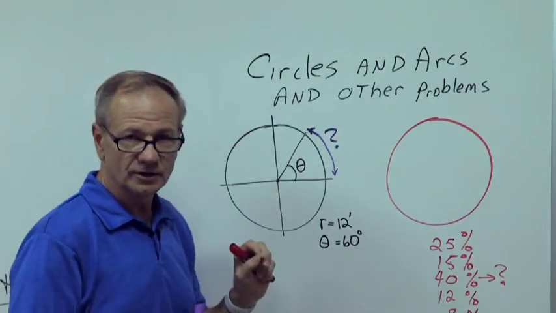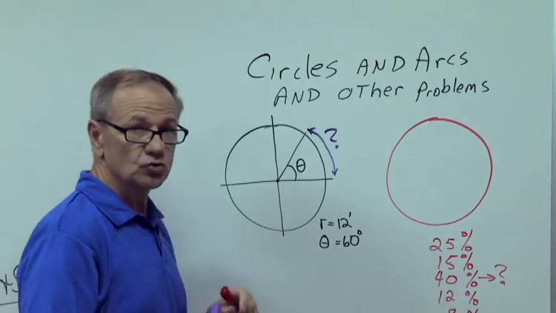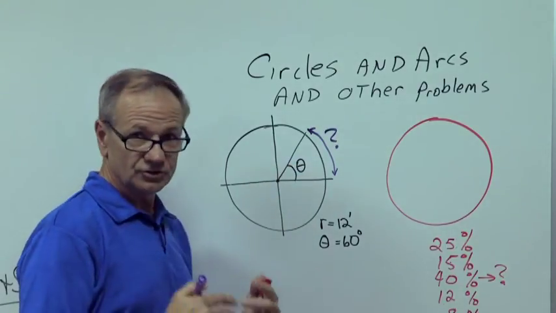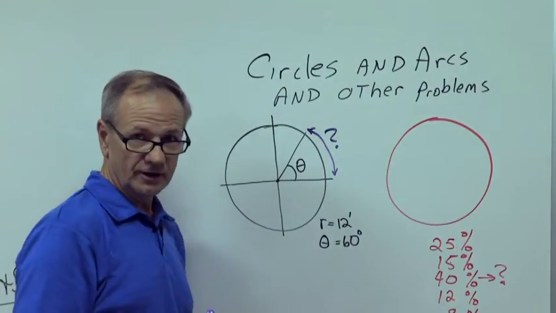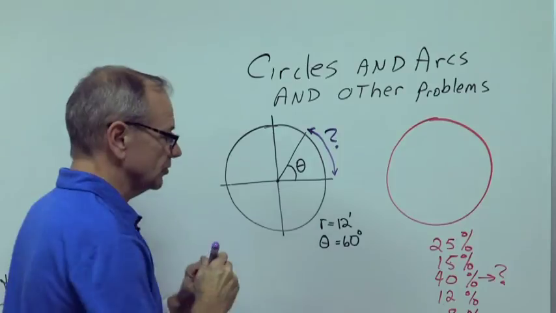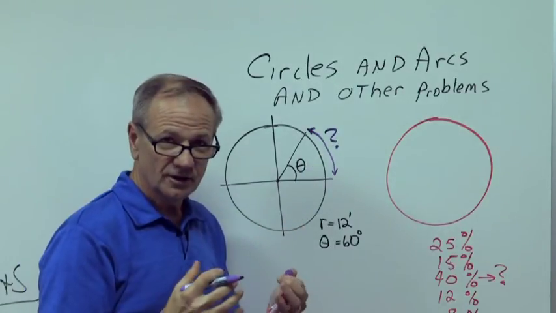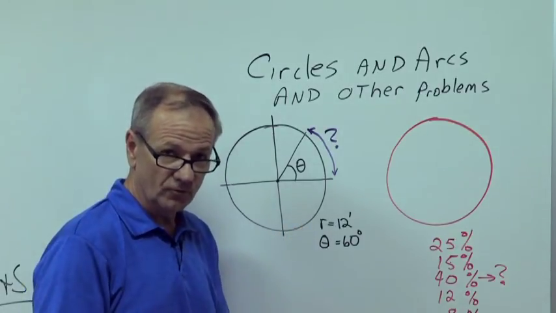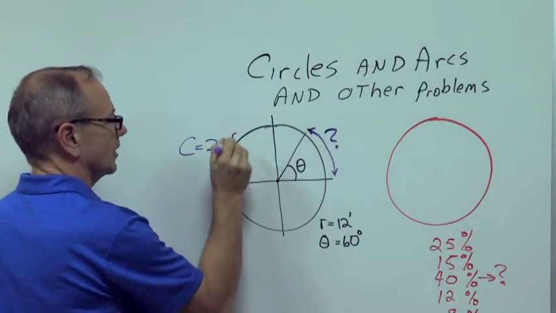Very typical problem on the ACT. They may tell you that the radius of this circle is 12 feet. Then they're telling you that our angle theta is 60 degrees. And they ask you, what is this arc length out here? So here's what we want to do. First of all, remember that your arc length is a fraction of the circle's circumference. So remember that the full circumference is equal to 2 pi times the radius.